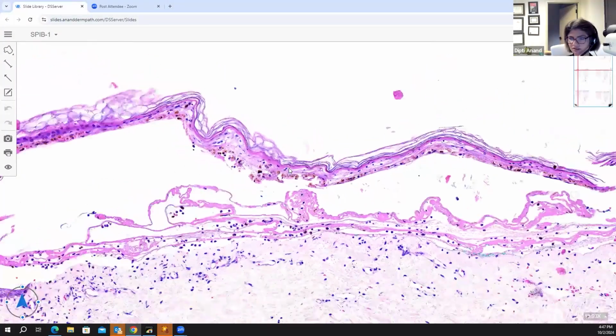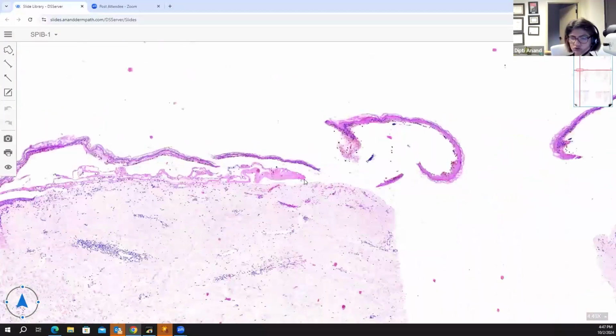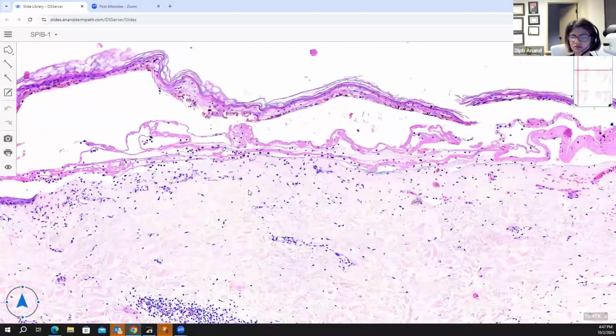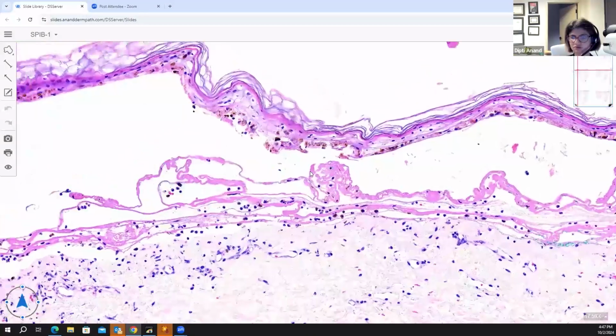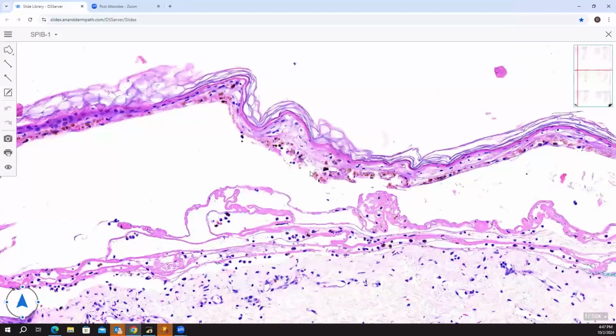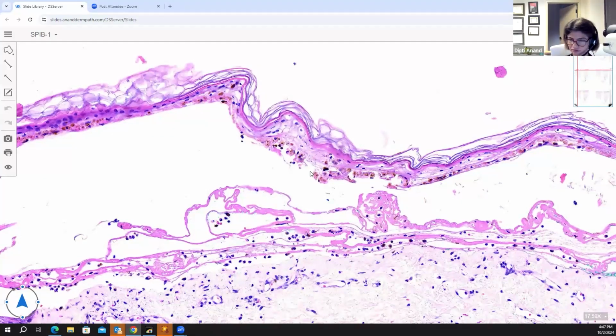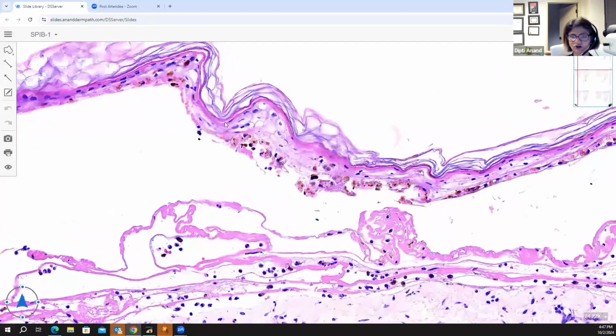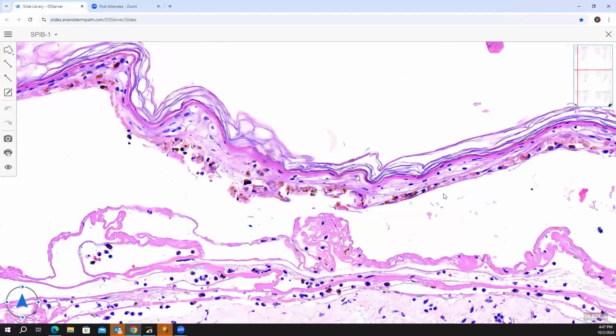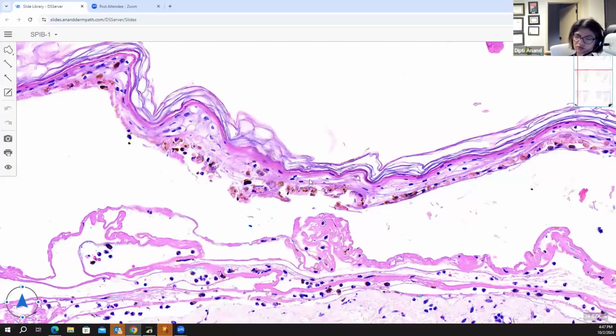Anybody can attempt it, and I'm going to be there to walk you through it. This is an intraepidermal blister. So what do you think about it? What does this remind you of? Like the brown stuff. The whole, like, what is happening here?